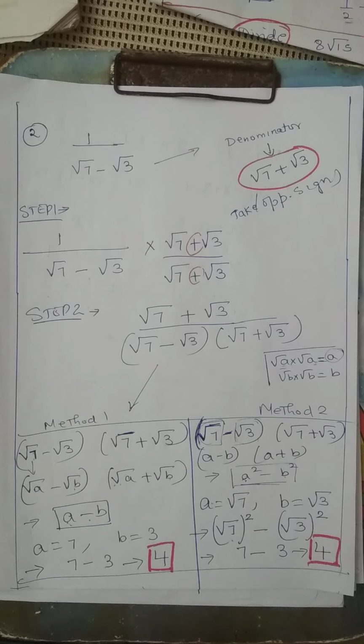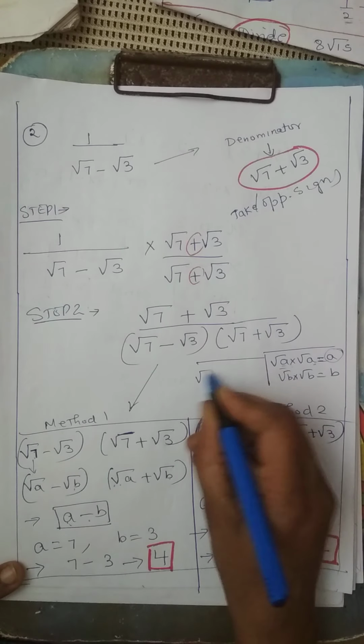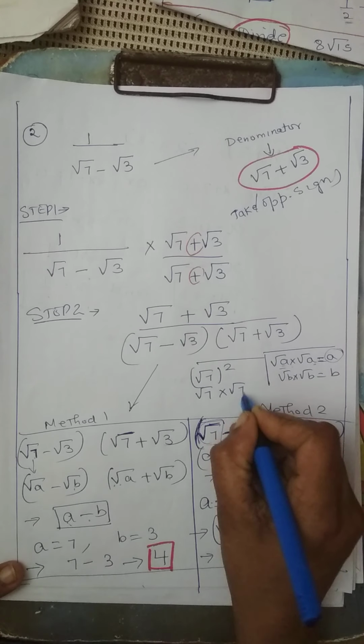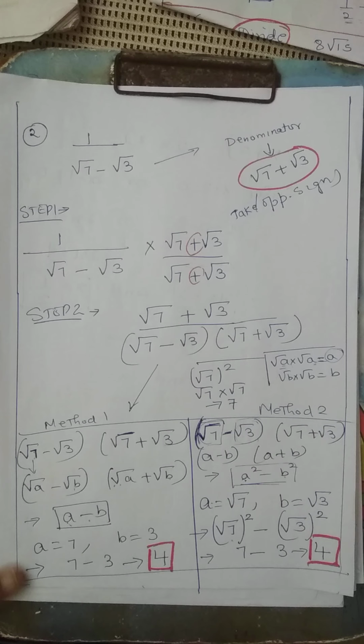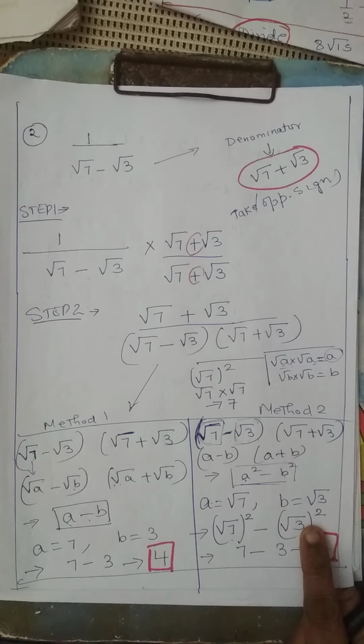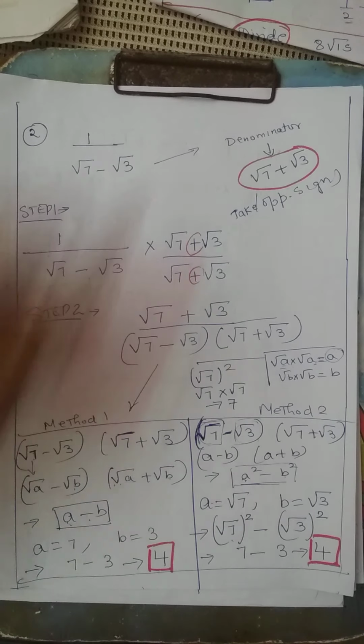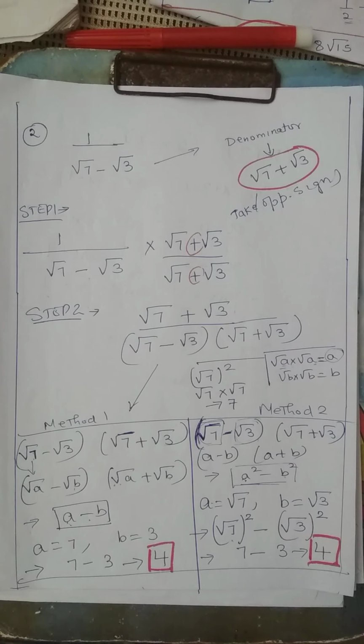Now, one more thing I want to tell you. Root 7 the whole square is root 7 into root 7, which is 7. And root 3 the whole square is root 3 into root 3, which is 3. So, don't ask me how I got 7, how I got 3. Now, I have cleared your A minus B, A plus B identity. So, with the help of this video, try to clear your concept of A minus B, A plus B. Okay? Is this clear?